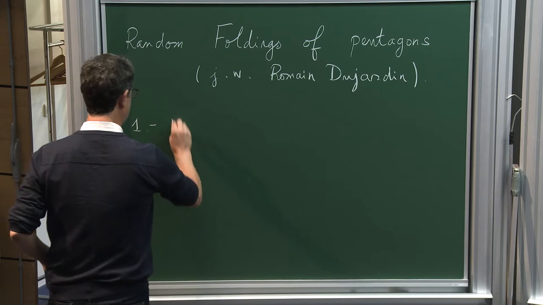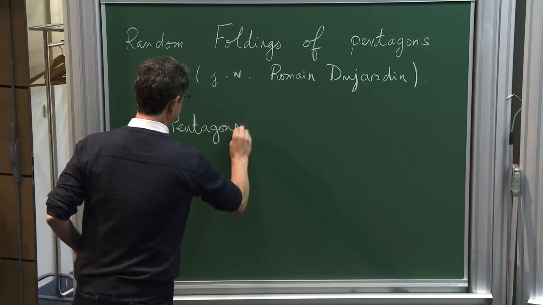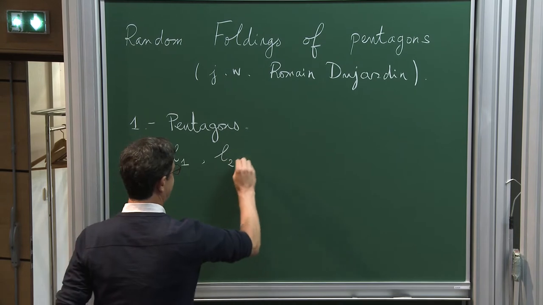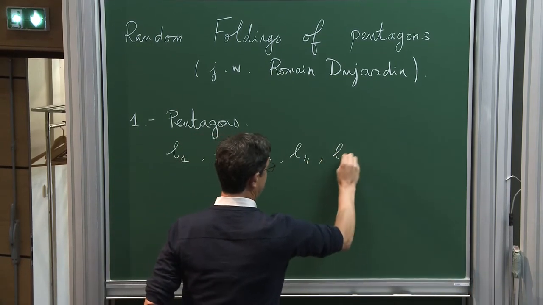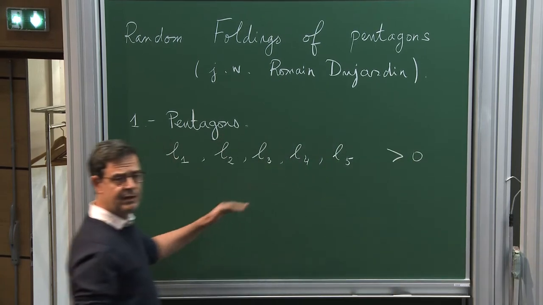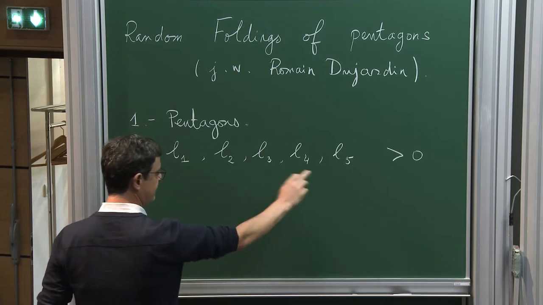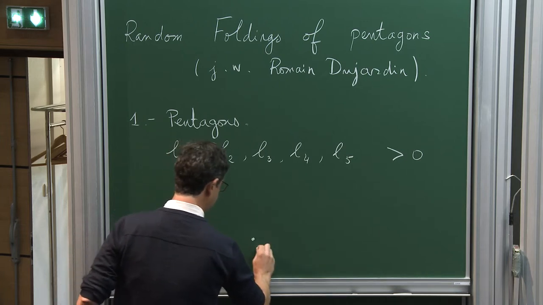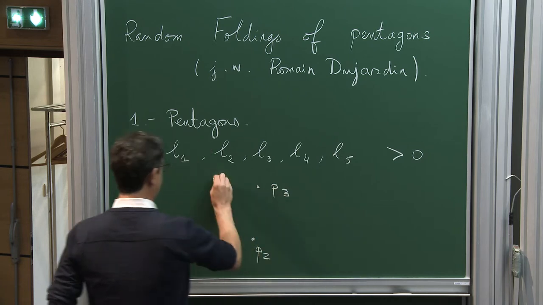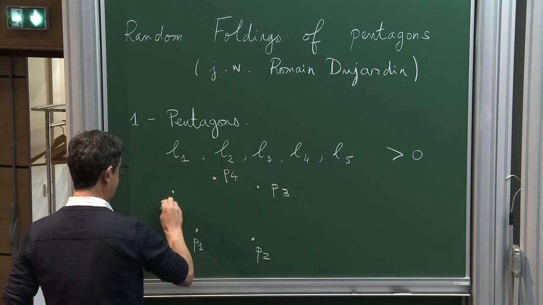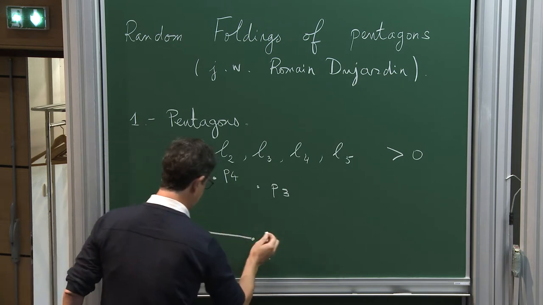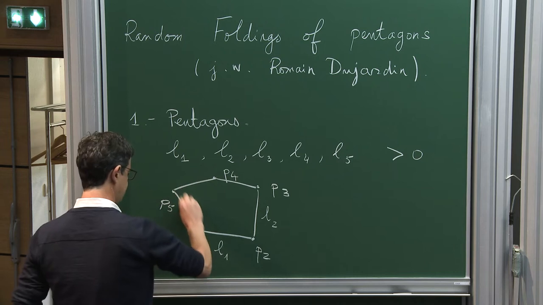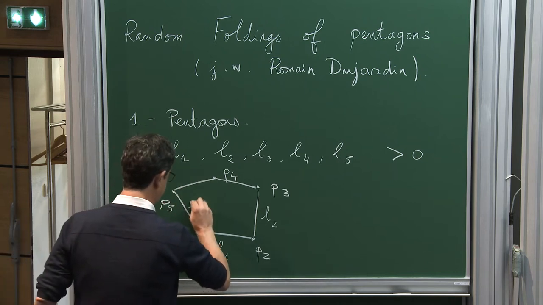So the first example will be given by pentagons. Okay, so you fix five positive real numbers. So five lengths. And you assume that you have a pentagon with these given five lengths. So a pentagon is just an ordered sequence of 5 points in the plane. So P1, P2, P3, P4, and P5. Such that the distance between P1 and P2 is L1, and then between P2 and P3 it's L2, and so on. Okay, so the distance between P5 and P1 is L5.